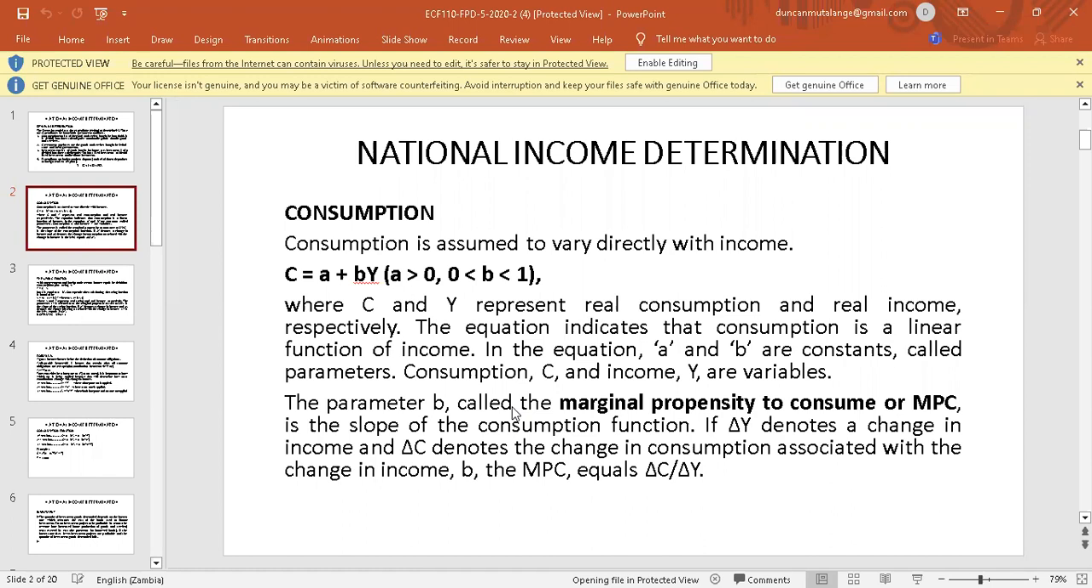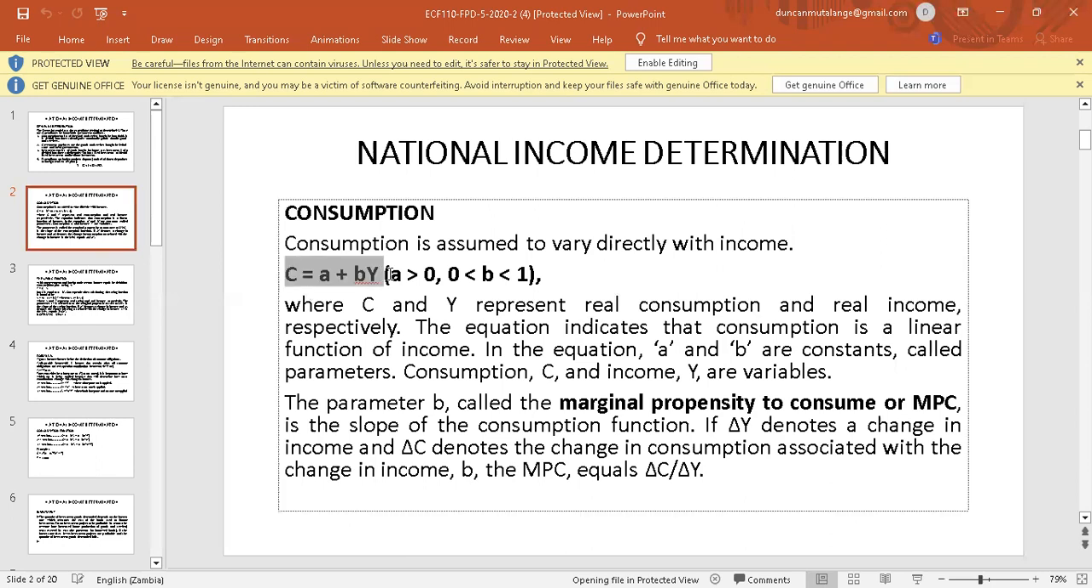So we have defined consumption as the spendings that are done by households on goods and services, isn't it? Now, when you look at the consumption function, you're looking at what determines consumption. So what are some of the things that determine consumption? If you want to see how consumption is determined, you need to study what is known as a consumption function. So this right here is what is called a consumption function. And you must understand what A is, what B is, and what Y is.